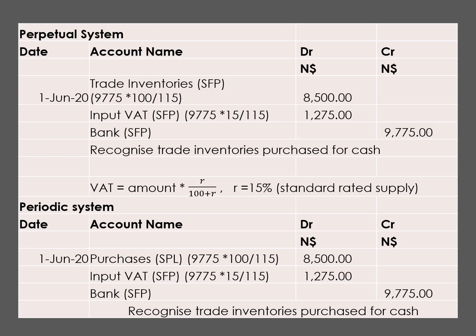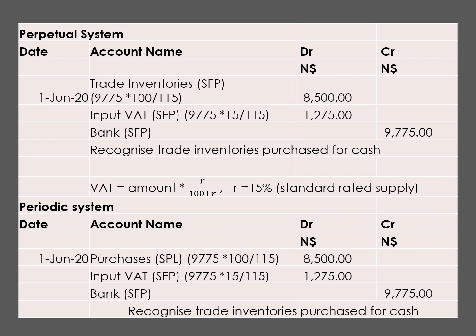Under the perpetual inventory system, each time inventory is bought or sold, the inventory account is affected. In this instance, we are told the purchase price is 9,775 Namibian dollars. This amount is inclusive of VAT. We know that this amount is inclusive of VAT as it is a standard practice in Namibia to list prices inclusive of VAT. If the question does not specify whether an amount is inclusive or exclusive of VAT, assume that the amount is inclusive of VAT.